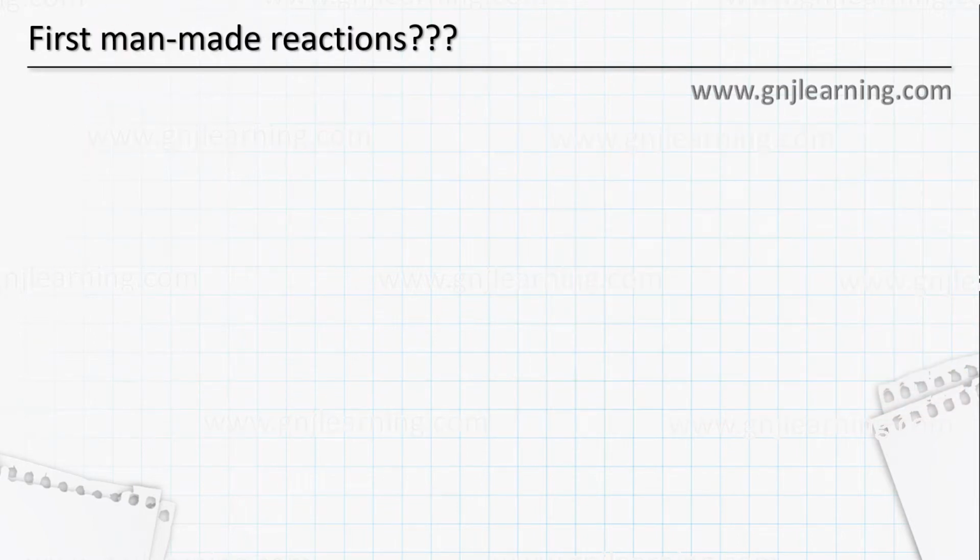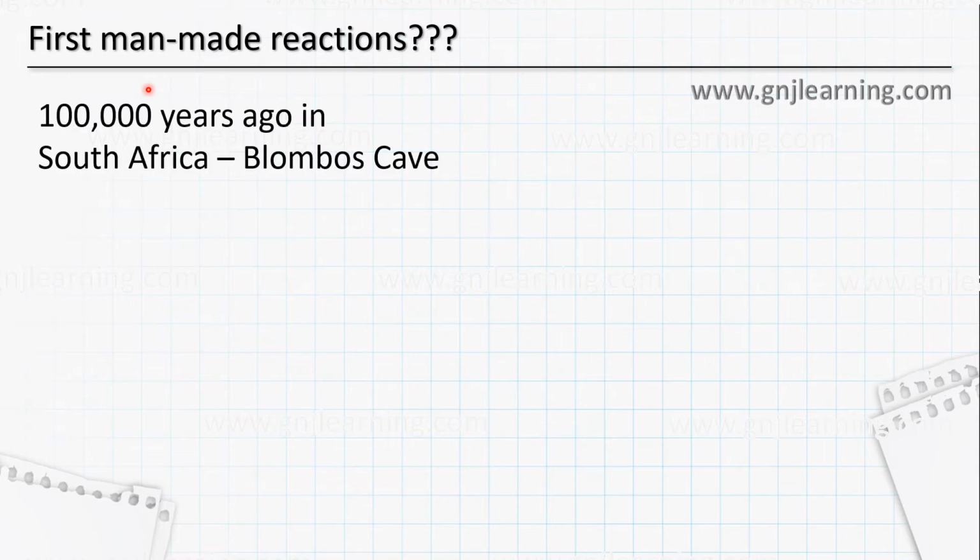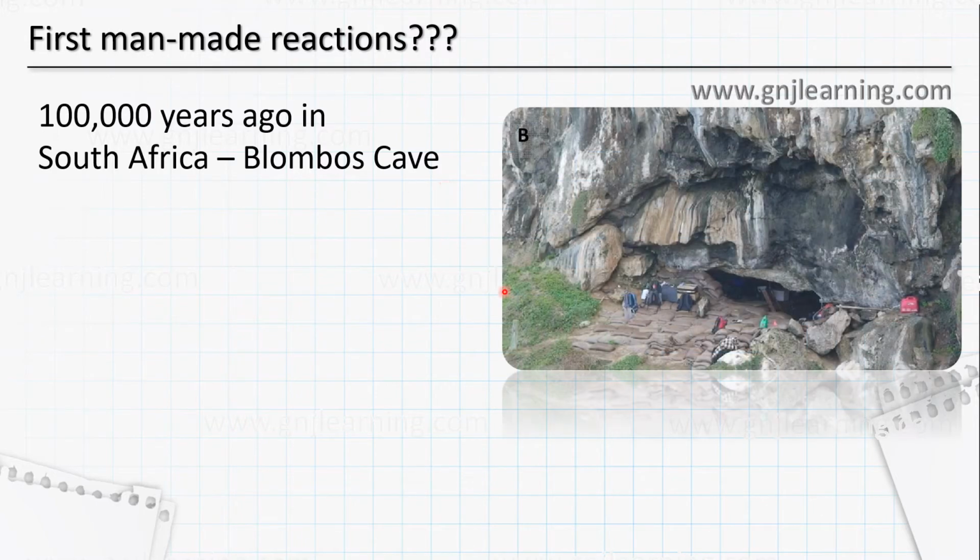And what was the first man-made reaction, or what was the first type of chemical that was handled by humans for a particular purpose, for a particular application? Again, the fossil evidence suggests that they handled chemicals some 1 lakh years ago, or 100,000 years ago, and they discovered this in South Africa, where the evidence came from Blombos cave. You can see this from the picture. It is the cave that they discovered, some 100,000 years ago in South Africa.